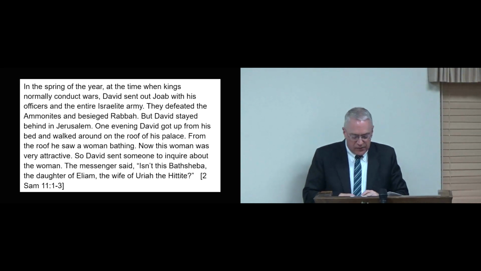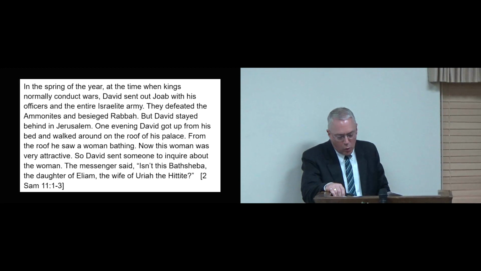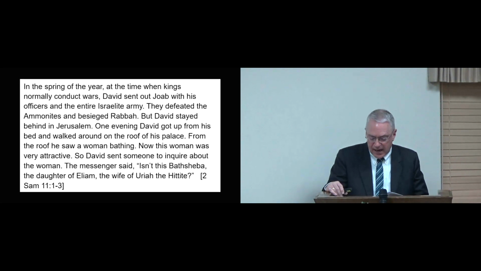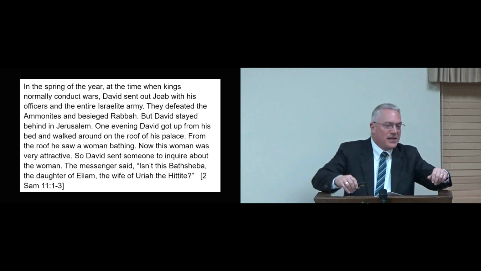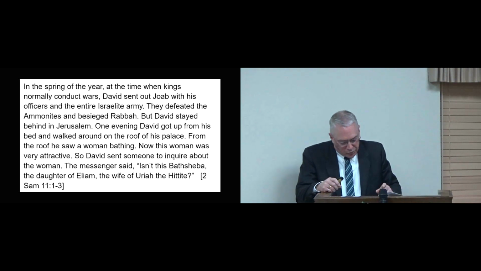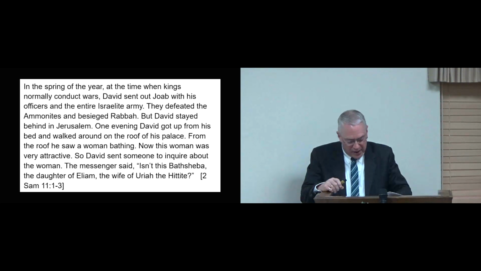What we see at the beginning of chapter 11, in the spring of the year, at the time when kings normally conduct wars, David sent out Joab with his officers and the entire Israelite army. That was mistake number 1. David was supposed to go to war, and he decides, nah, I'm going to take this one off. I'm going to stay home for a while. They defeated the Ammonites and besieged Rabbah, but David stayed behind in Jerusalem.